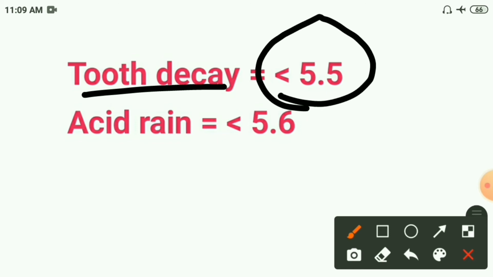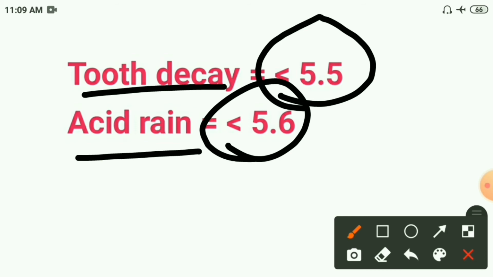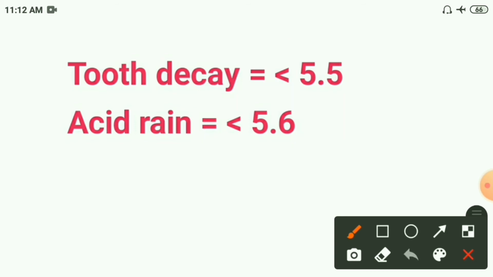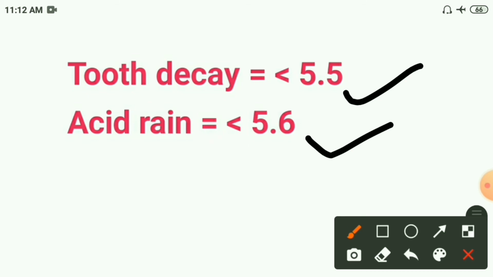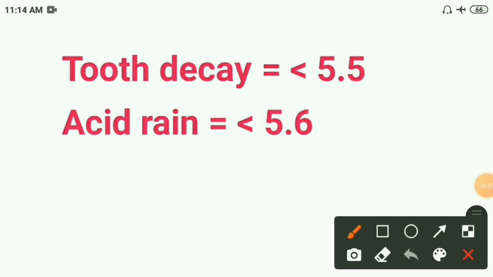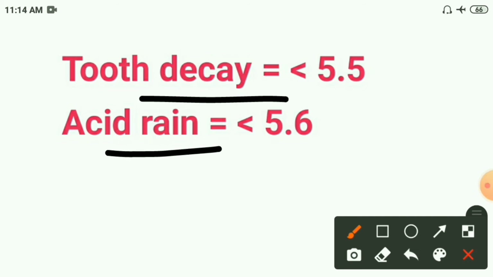And the pH value of acid rain is less than 5.6. These two pH values are very important because more than 30 times they have been asked in examinations. So many examinations asked about these pH values, so you should remember these pH values very well.